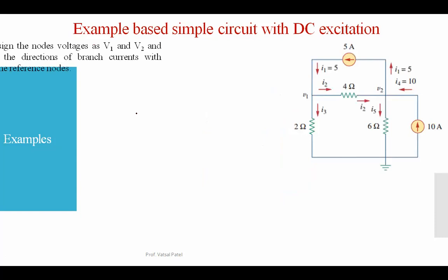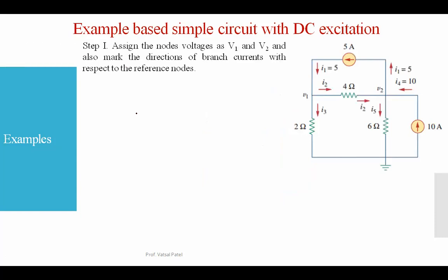Now, step number one, assign the node voltages V1 and V2 and also mark the direction of the branch currents with respect to the reference node. That is already given here, and you can also assign by your own selection. That means I1 is given already and I4 is also given according to the notation. The notation can be changed according to the requirement, so it is not compulsory that you assign it in this way. First of all, you have to label the nodes and assign the branch directions.